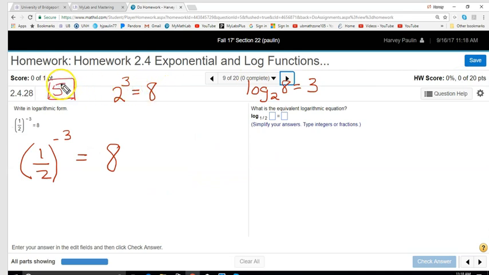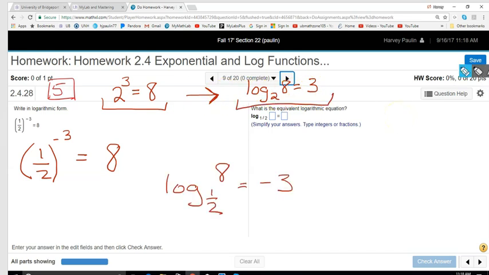Now, for number 5, they give us an example that's in exponential form, as we see here. Now, this is an example in exponential form that we did in our flipped classroom lesson. We have our base to an exponent gives you the answer. And we said that was equivalent to log form, where log is an exponent. So we have log base 2, the answer is 8, and the exponent is 3.